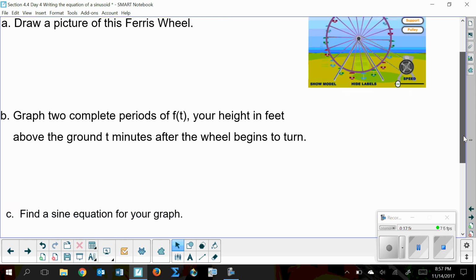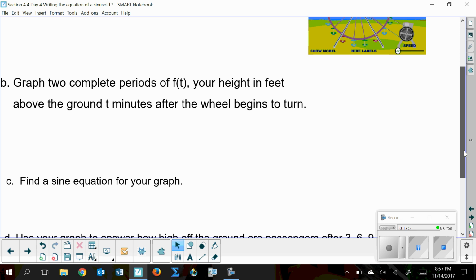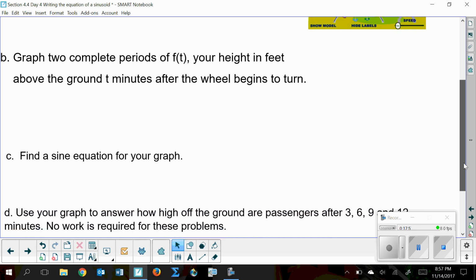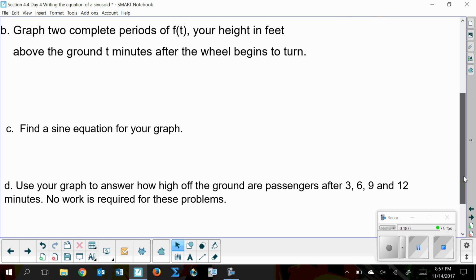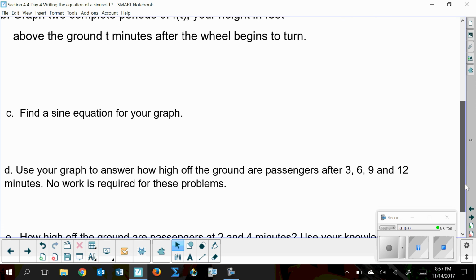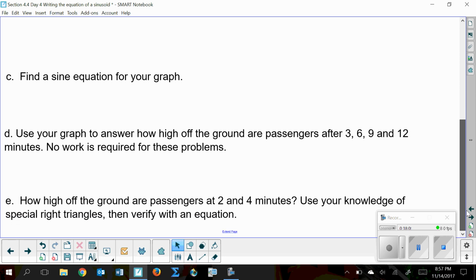You're then going to graph 2 complete periods of this, which is your height in feet above the ground T minutes after the wheel begins to turn. You'll find a sine equation for your graph. Then you'll use your graph to answer questions on how high the passengers are after 3, 6, 9, and 12 minutes. No work is required to do this. And the last part is you'll find out how high off the ground passengers are at 2 minutes and 4 minutes, use your knowledge of special right triangles, then verify with an equation.